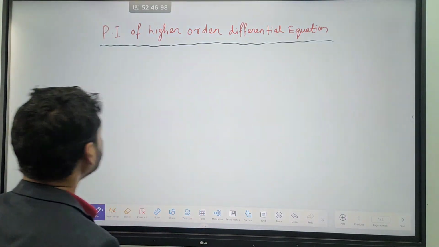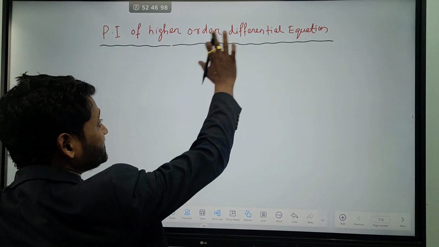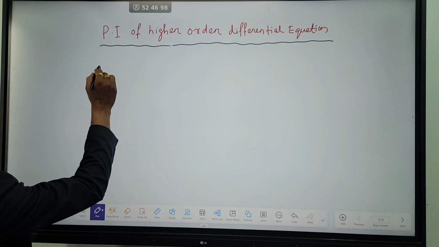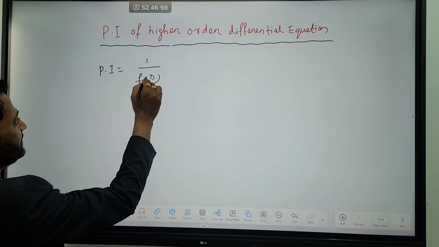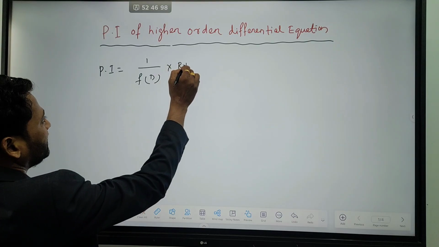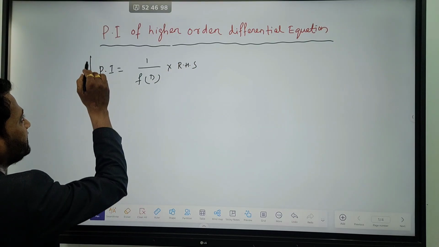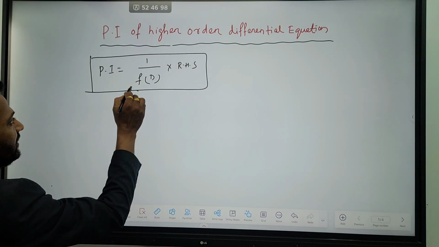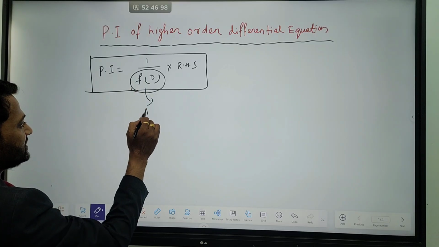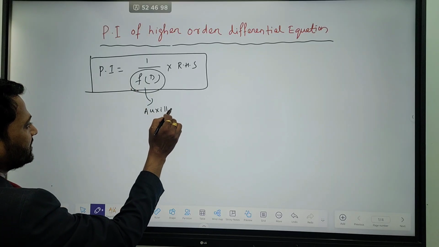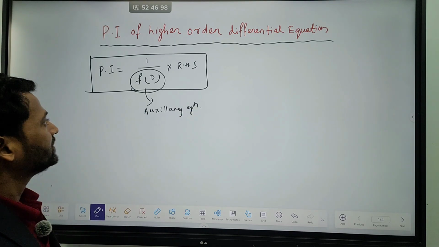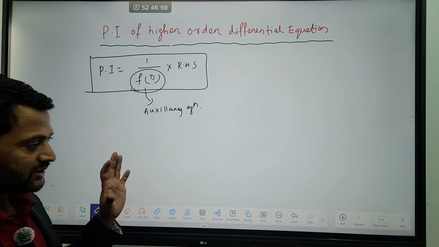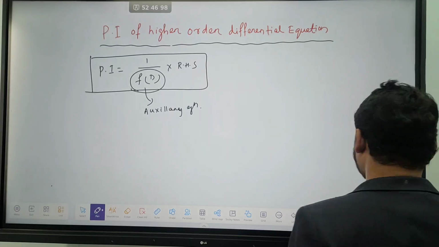So let's start. If a higher order differential equation is given to you, the standard formula for PI is 1 by f of D into the RHS of that differential equation which is given in the question. So now the point is, what is f of D? Usually it is the auxiliary equation. Okay, we'll take one example to make you understand.